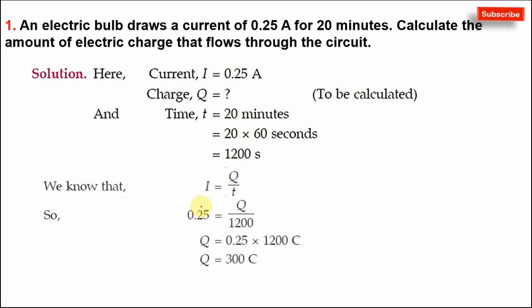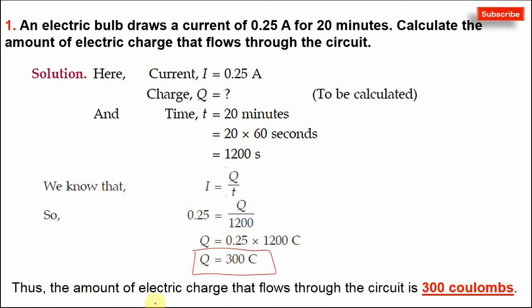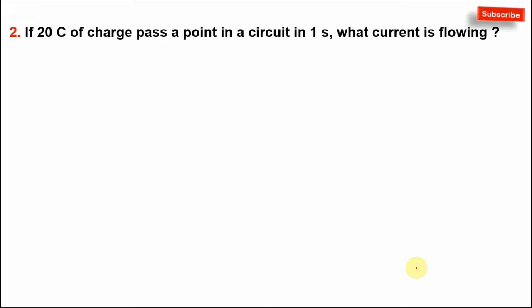So after putting all these given values in the formula I is equal to Q upon t, in the next step 0.25 multiplied by 1200, and finally 0.25 into 1200 is equal to 300 coulomb. So here is the final answer for the first example. Thus the amount of electric charge that flows through the circuit is 300 coulombs. Now come to the next example, example number 2.